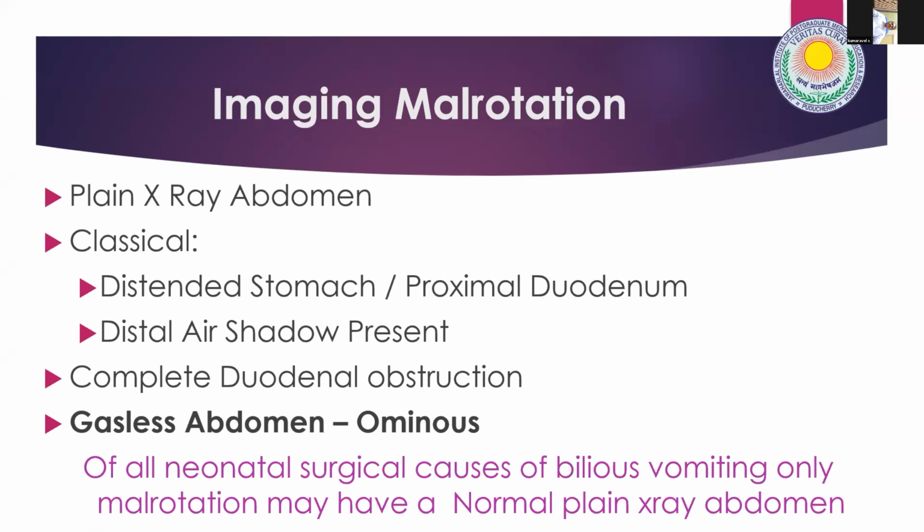How do we suspect malrotation? Bilious vomiting in the presence of visible gastric peristalsis. We have to have a high index of suspicion. That is the most important thing. And in volvulus neonatorum, the child may have distension of the abdomen, and the bowel mass is usually palpable and tender.